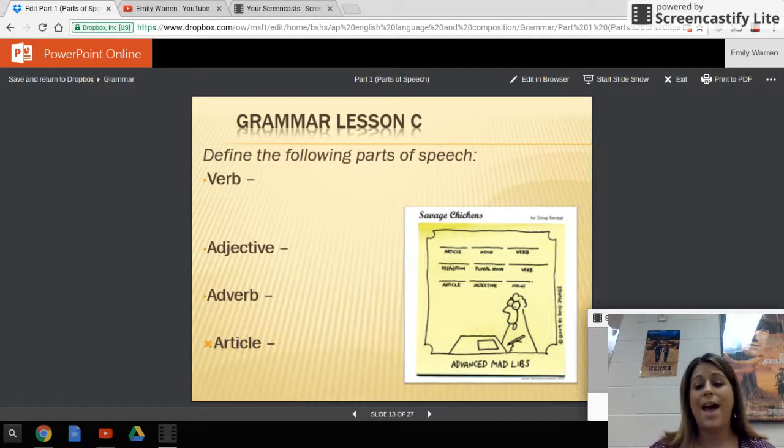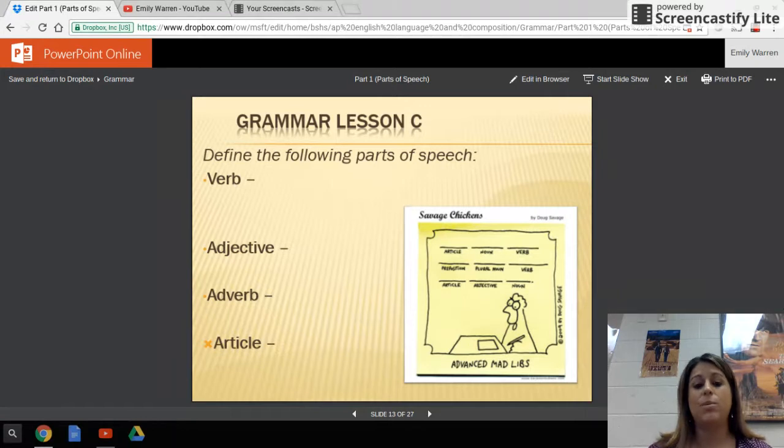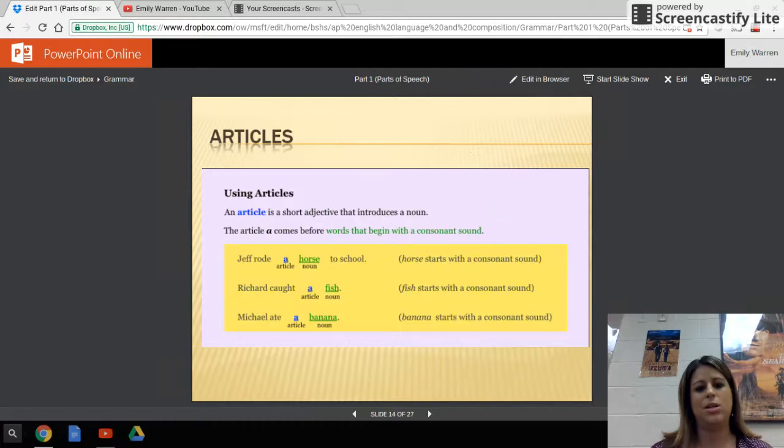Today we are looking at grammar lesson C. And today we're continuing with the parts of speech and we're looking at verbs, adjectives, adverbs, and articles. And we'll start by talking about articles. There are three of them in the English language: a, an, and the. So you only have three to remember. Our articles are a, an, and the.